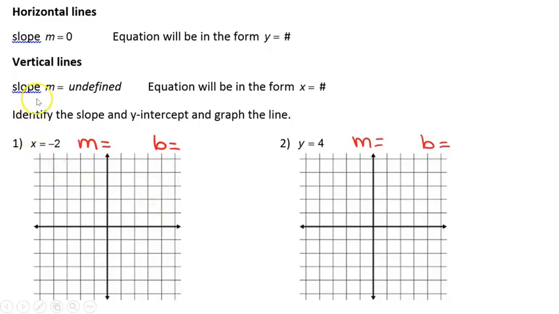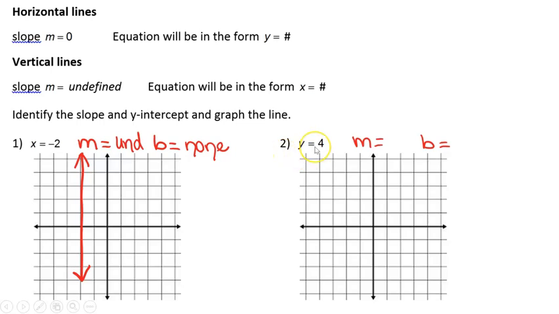So without knowing that information, there is no way from this equation that you could get your slope and your y-intercept. I'm going to need to graph that and say, okay, x equals -2. I know that x equals a number is always a vertical line, and it's crossing at -2. You can't ski that. That's not a slope, that's a cliff. So that's no slope or undefined slope. And then what's its y-intercept? Where did it cross the y-axis? It didn't cross it anywhere, so I don't have one.